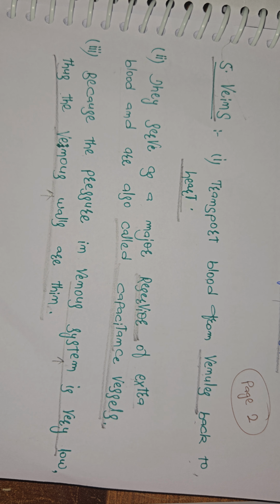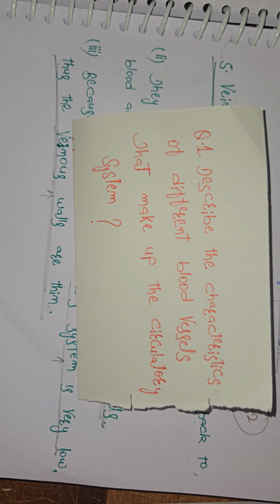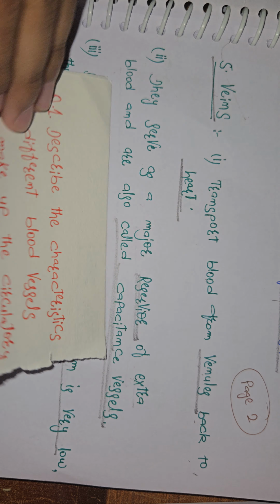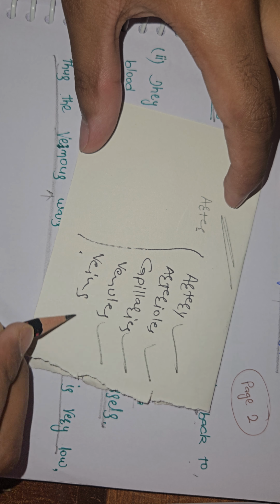So these are the 5 blood vessels that make up the circulatory system. Our question was, describe the characteristics of different blood vessels. So we described the characteristics. So what are these blood vessels? Artery, arterioles, capillary, venules, and veins.